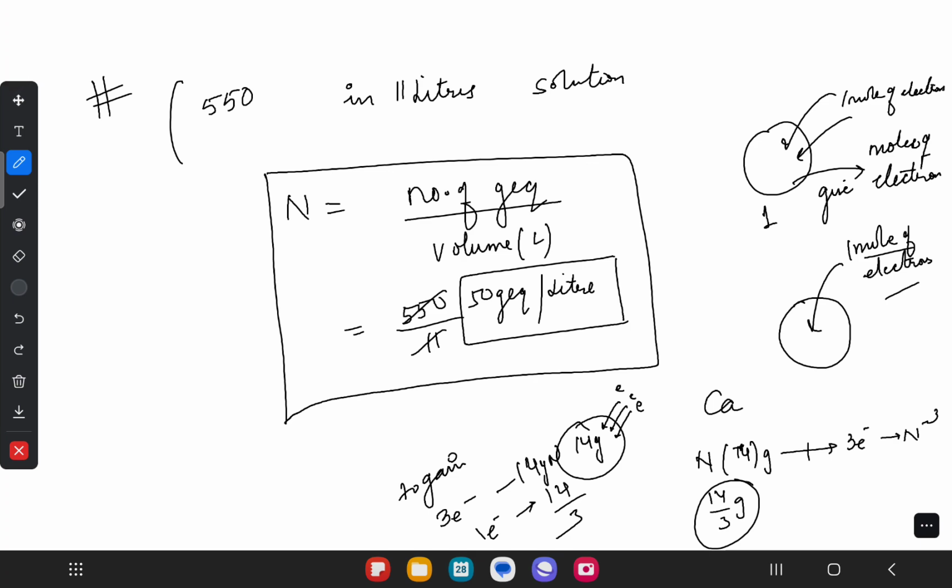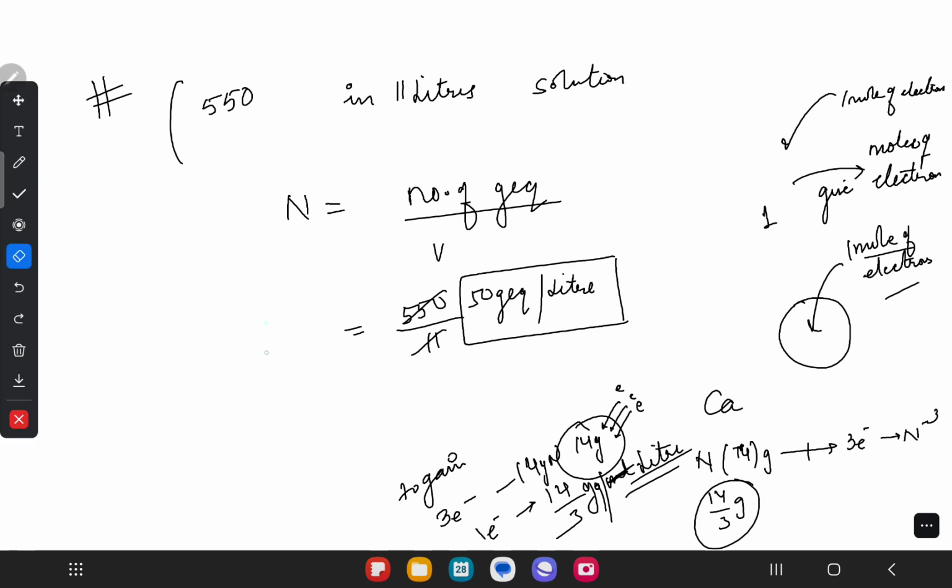Are you understanding the point? Yes. So that is a concept. So it is going to be what? 14 by 3 gram equivalents per liter. Yes or no? Yes. I hope you're understanding. So hence we solve this.